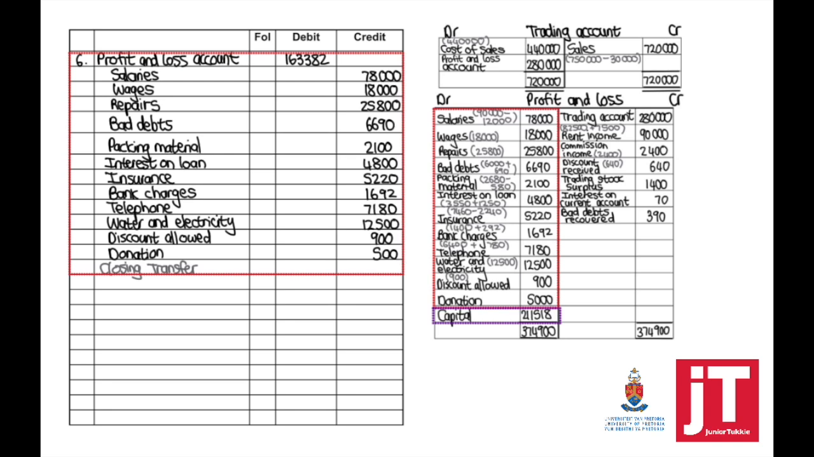Gross profit plus income minus expenses equals the net profit. So here we balance the account. We took the credit side minus the debit side. So that was our balancing figure. To show the net profit, it means that the profit and loss account is debited, account credited, capital.